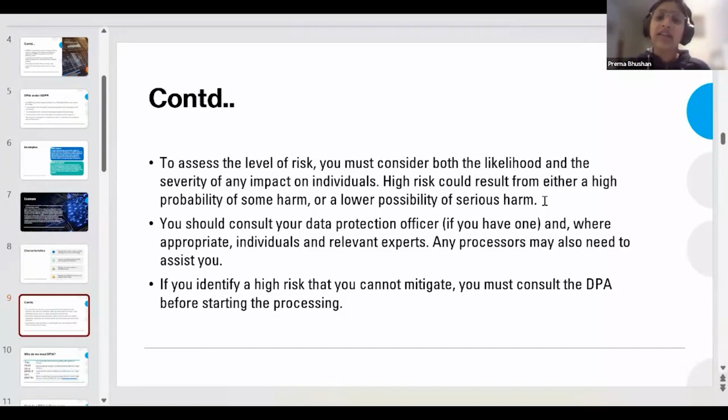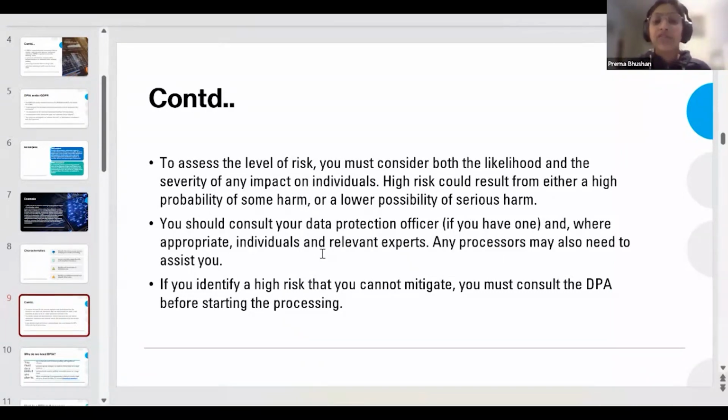Or if you see that there is a lower possibility, for example, you have all your encryptions and everything in place, but you have this medical data and psychiatric data which is highly sensitive in nature, and there is a lower possibility that this data is breached, in that case also you do a data protection impact assessment. Because even if only 10 of such records are breached, or there is very little possibility that their data would be breached, if it is breached, it will cause very, very serious harm. Then a data protection impact assessment must be done in those cases.